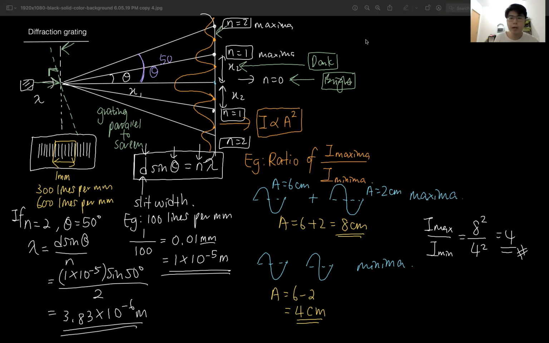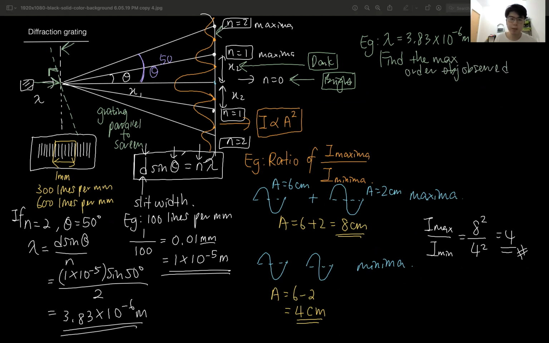Okay, what if the question asks, provided the wavelength is the one we calculated, 3.83 times 10 minus 6 meter, and it says find how many orders you can see. Find the maximum order observed.